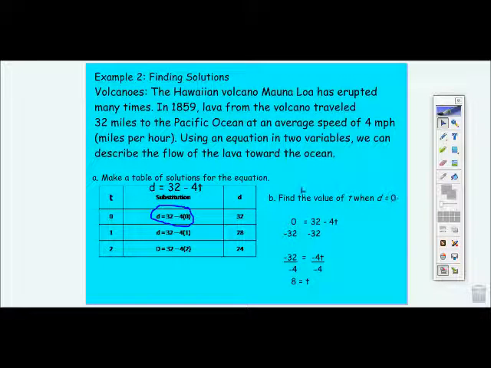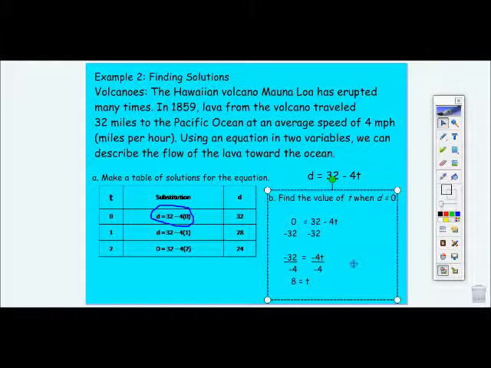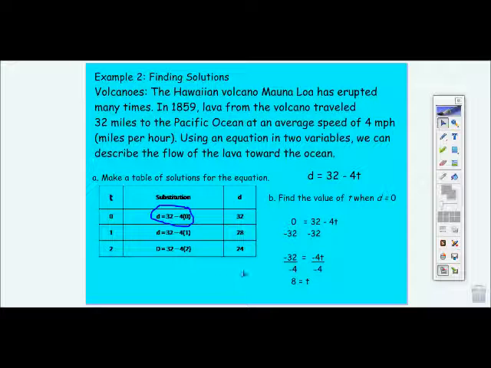To do that, I'm going to substitute 0 in for my d, and that's going to equal 32 minus 4t. Again, that was my equation for my problem. Now, I want to solve for t, so the first thing I'm going to do is get t by itself. So to do that, balanced equation, again, I wanted you to see it in action.